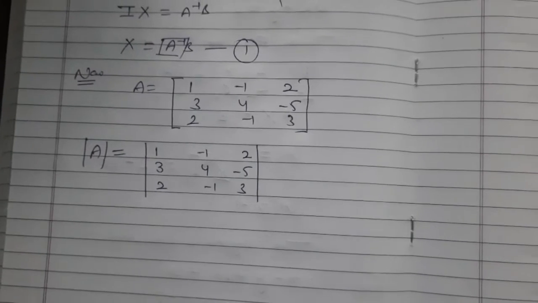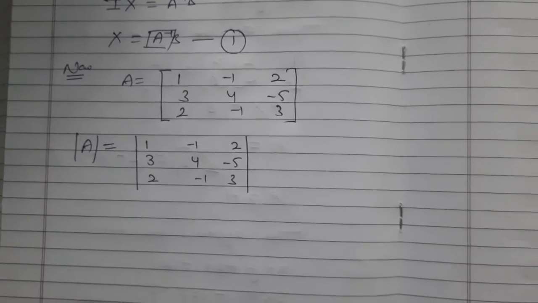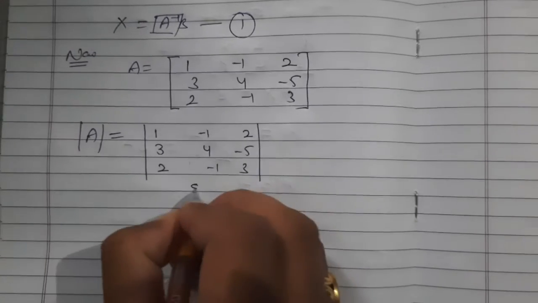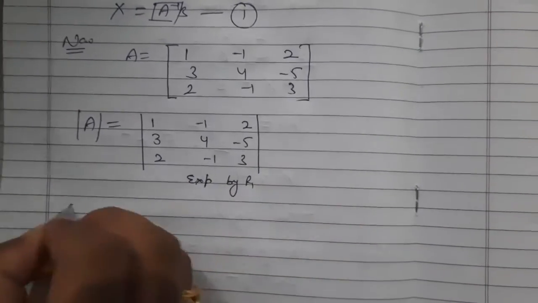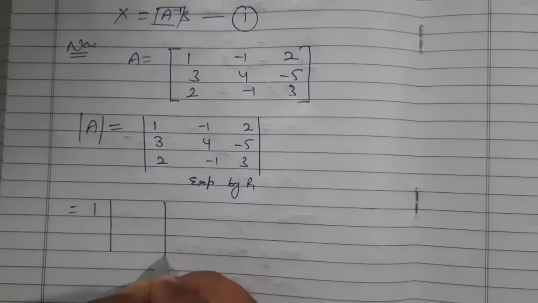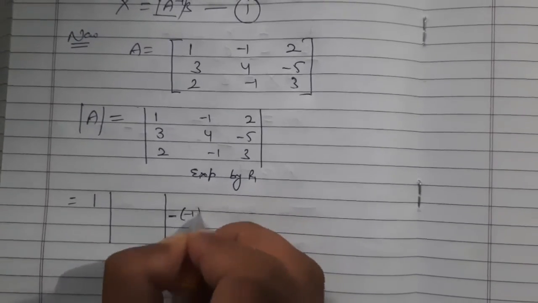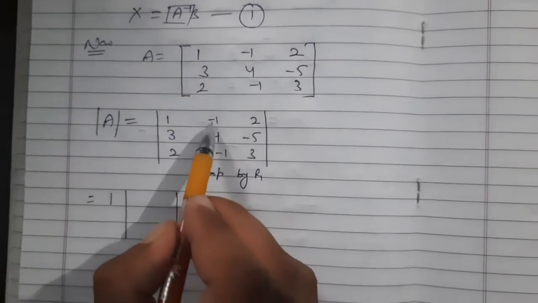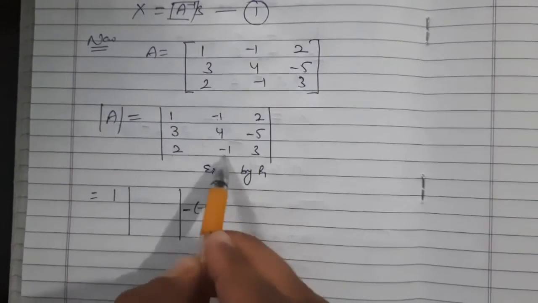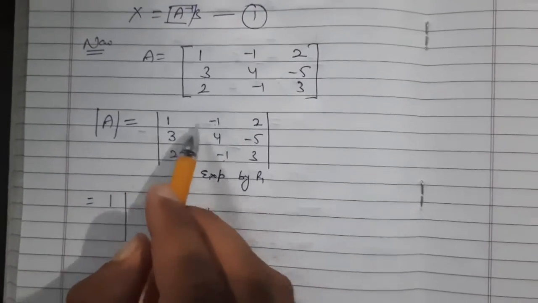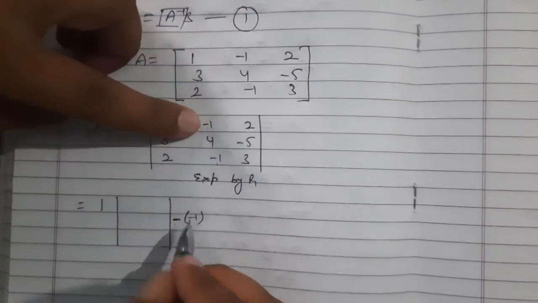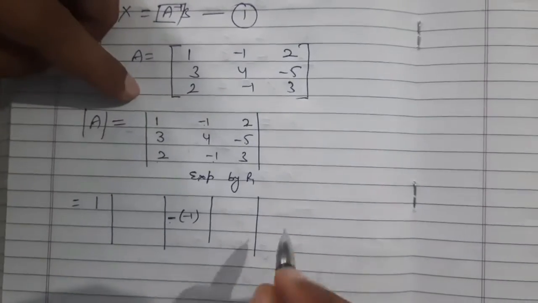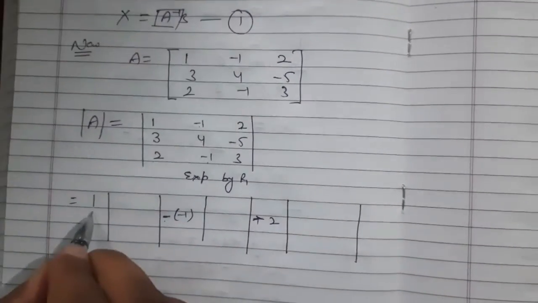Now, I'm going to find its determinant, and we know that we can expand it by R1, R2, R3, or C1, C2, C3. I'm going to expand it by R1. So 1, then the 2 by 2 matrix, then minus 1, then 2. The signs of the elements are plus, minus, plus, alternatively, starting from plus. I've written here the elements of the first row, R1.